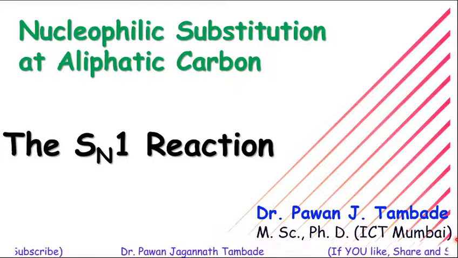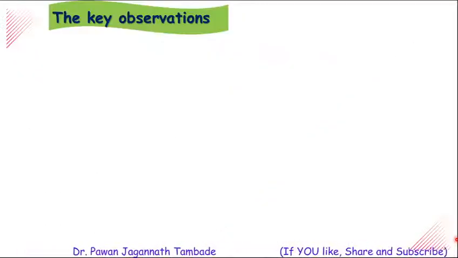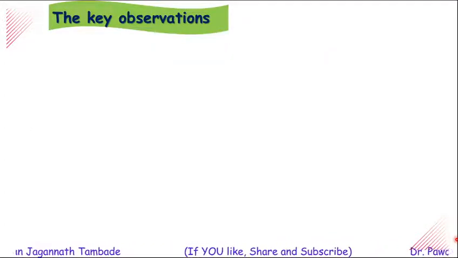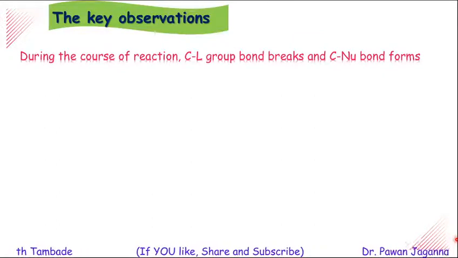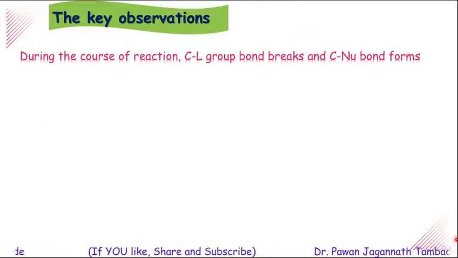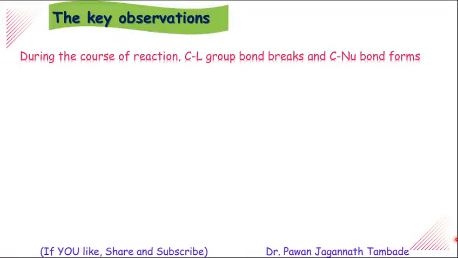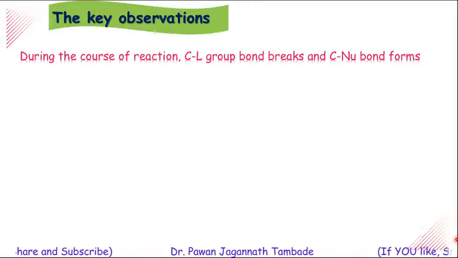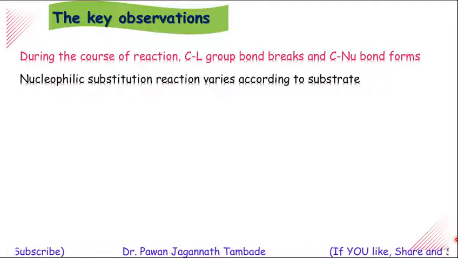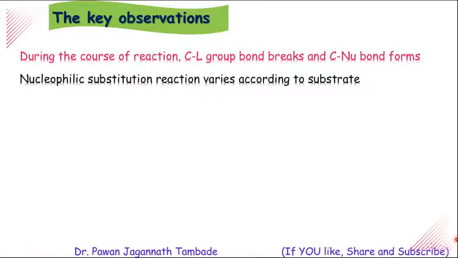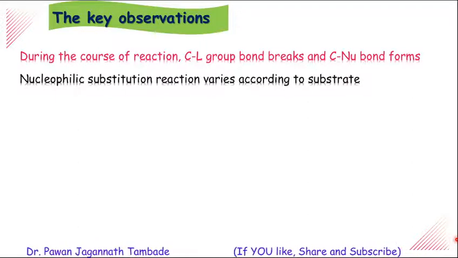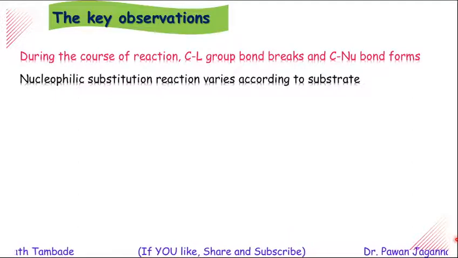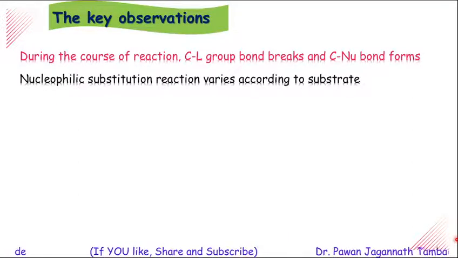During initiation of this topic, we have seen some key observations in nucleophilic substitution reactions. In nucleophilic substitution reaction, during the course of reaction, there is a breaking of the carbon-leaving group bond and a formation of the carbon-nucleophile bond. Nucleophilic substitution reaction varies according to substrate. If you change the substrate, the rate of reaction changes and the outcome of reaction also changes.